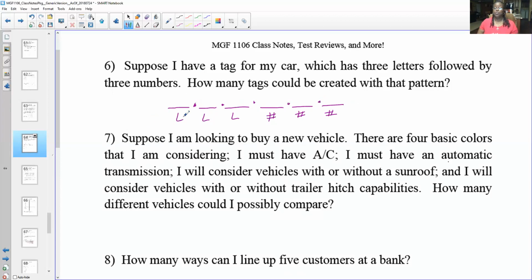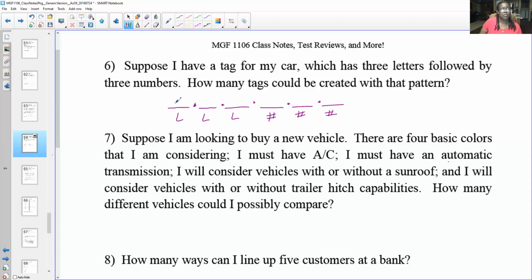How many letters do we have in the alphabet? 26, that's right. So, did it say anything in the problem about us having any restrictions on the letters? Nope. Didn't say that we couldn't have any repeating anything. Didn't say that anything had to start with a certain letter. So, we're good to go.